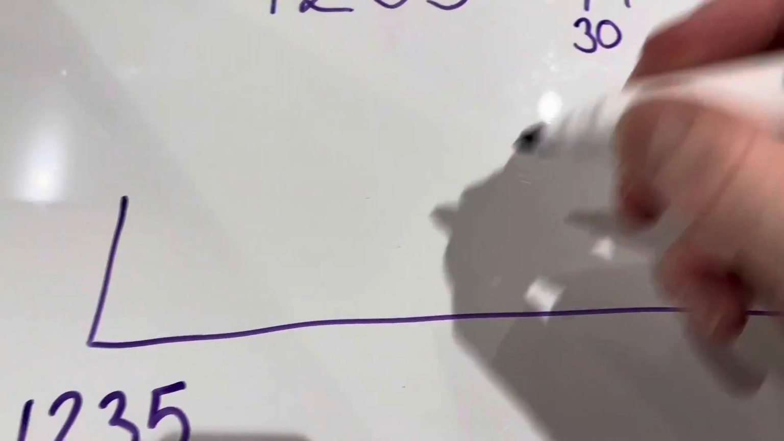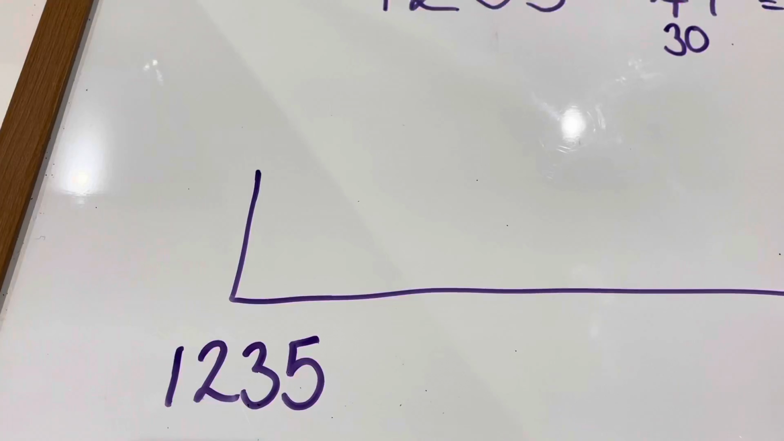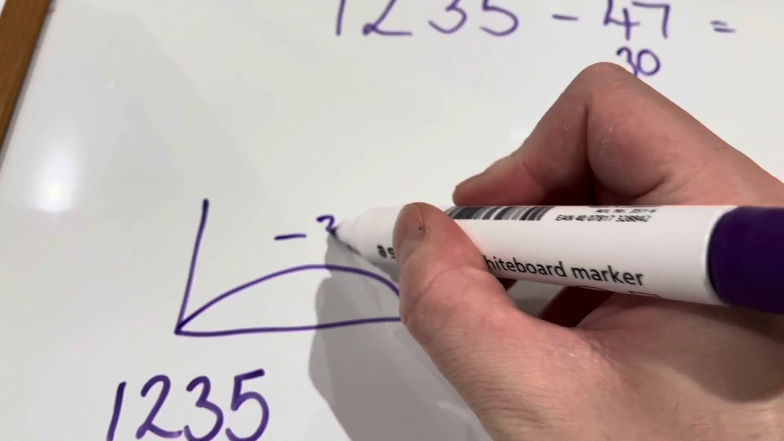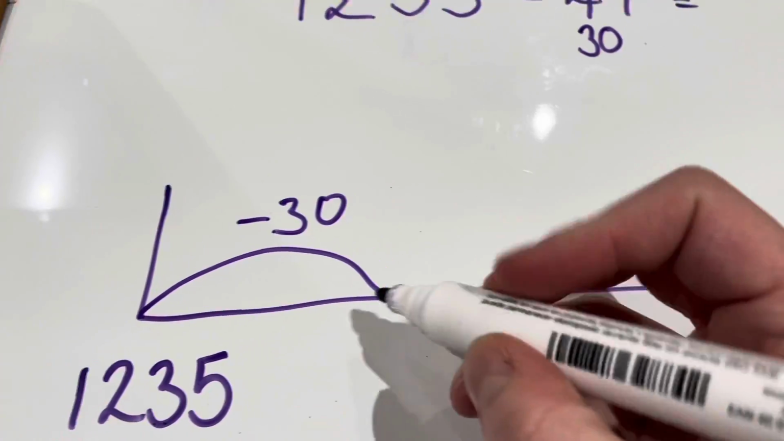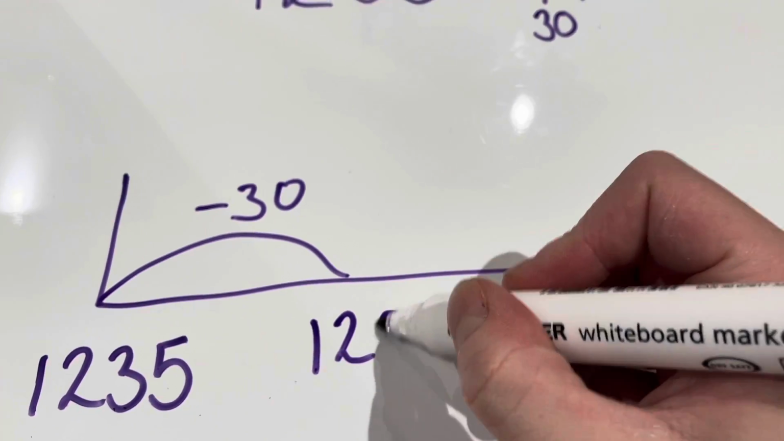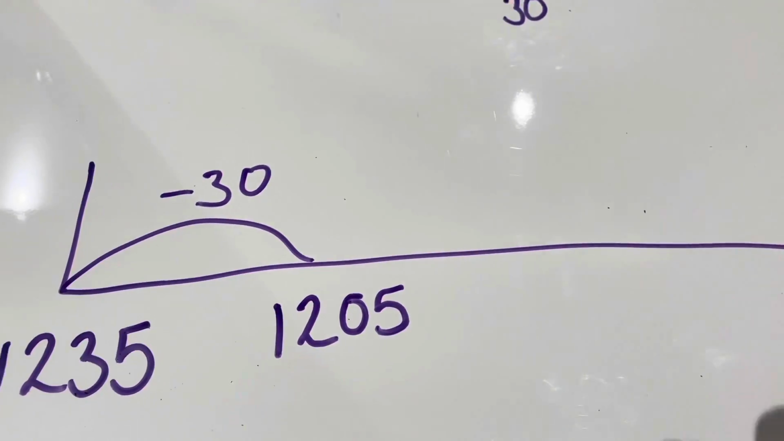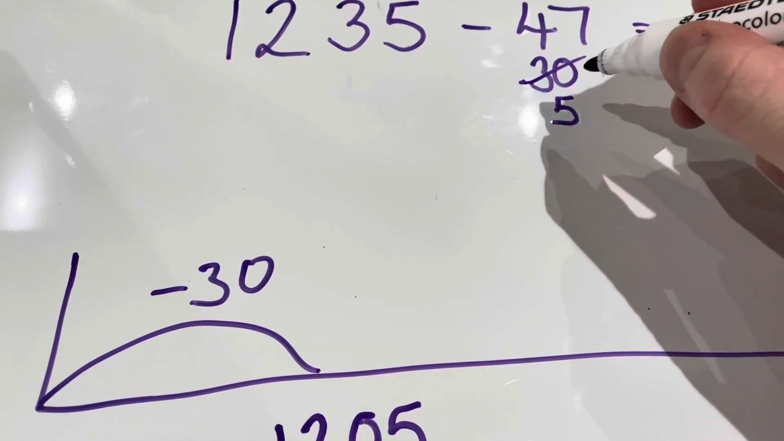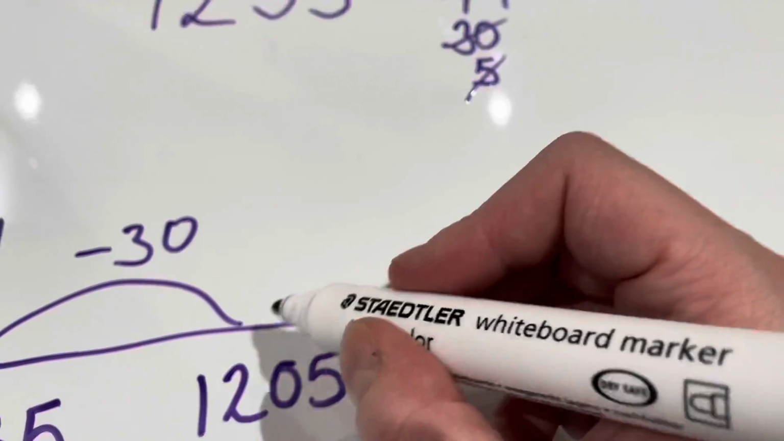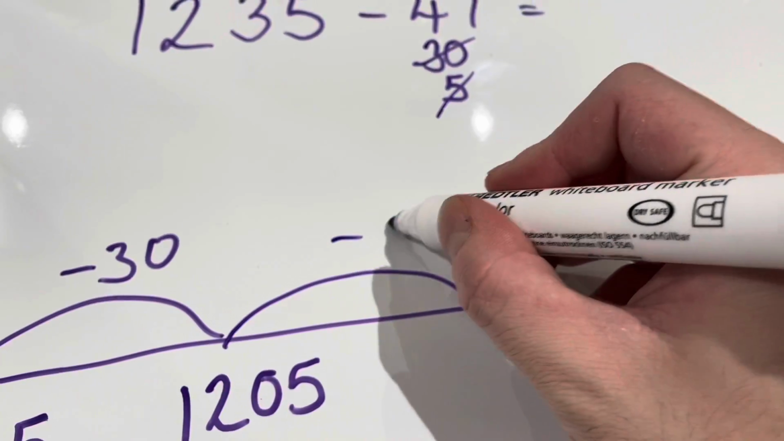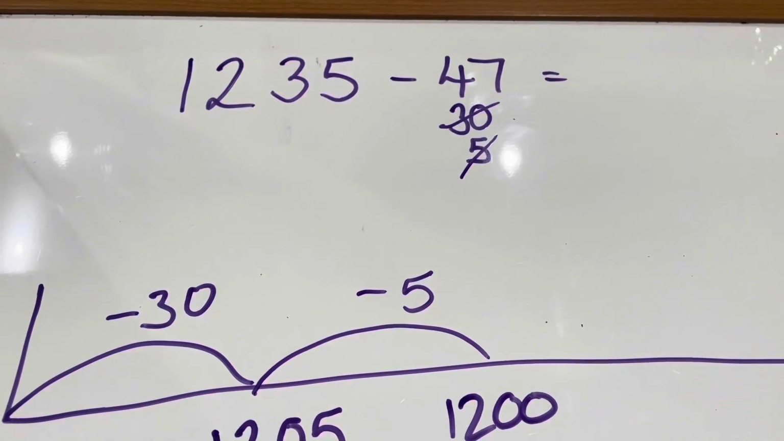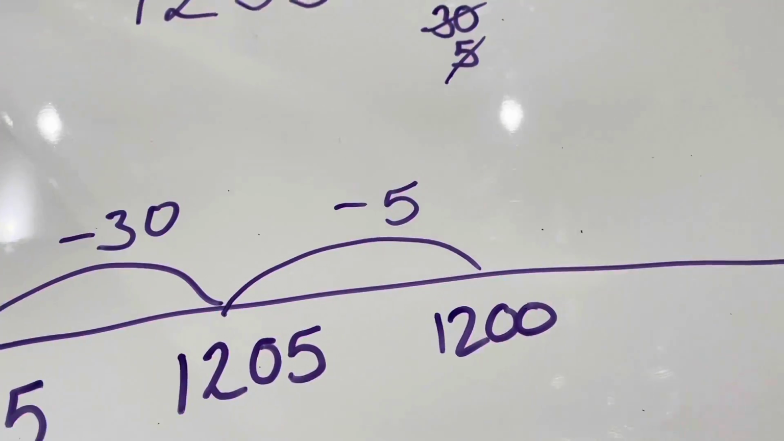So I'm going to start by taking away 30, just to get rid of this number and try and make it a friendly number like we talked about with adding. So I'm going to take away 30. That's going to take me to 1,205. Let's see if we can make it an even more friendly number. I'm going to take away 5. Just keeping a tally up here. You don't need to do this bit, but I am just going to do that just to keep me right. Which is 1,200. Right, I've taken 35 away. I've got 12 left to take away.